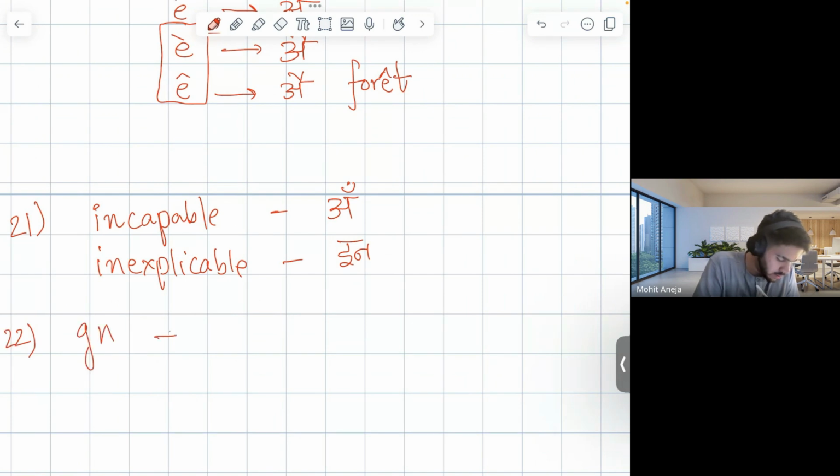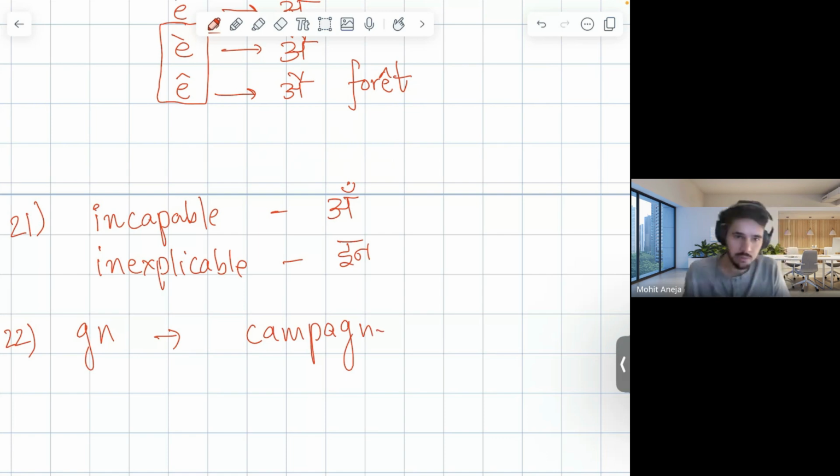G and sound is also very important. I forgot to include this. So G and sound is a nasal sound. I don't really know how to write it in Hindi, but it's a nasal sound. I'll give you an example. Can someone read this word for me?